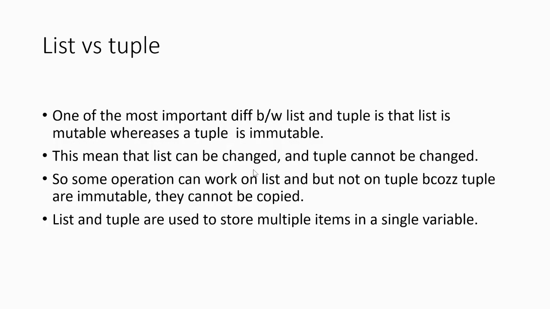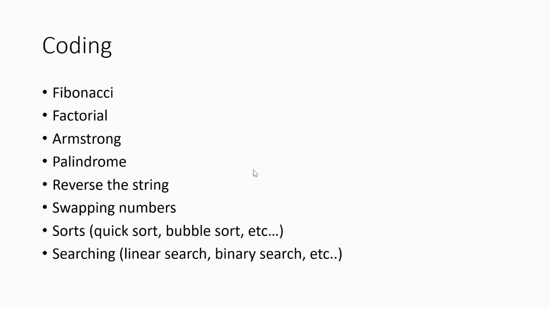This is in Python. One of the most important differences between list and tuple is that a list is mutable and a tuple is immutable. This means the list can be changed and the tuple cannot be changed. Some operations can work on a list but not on a tuple, because tuples are immutable. List and tuple are both used to store multiple items in a single variable. This is a common concept.